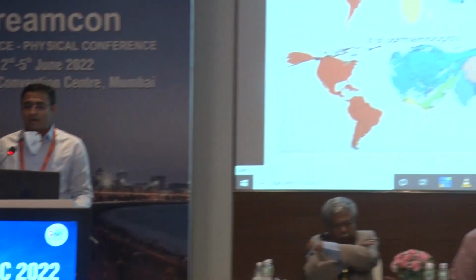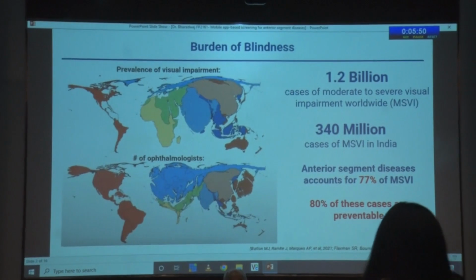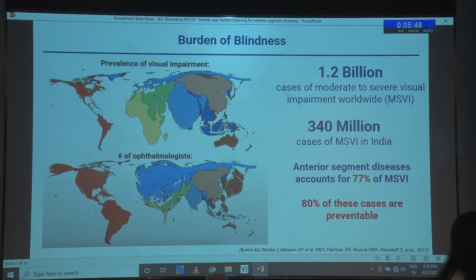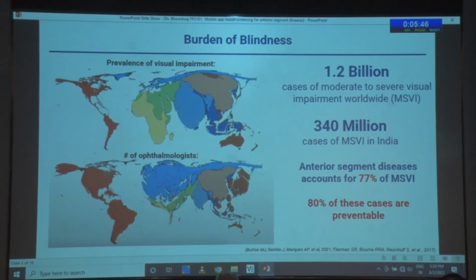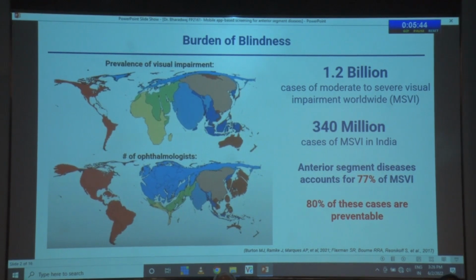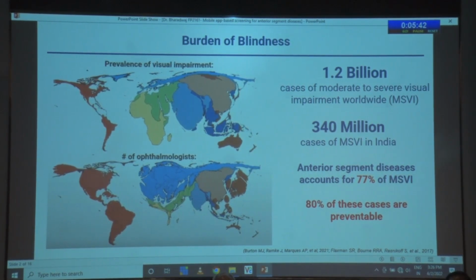Good afternoon, everyone. My paper for presentation today is mobile app-based screening for anterior segment diseases. As we all know, the present burden of blindness in the world is about 1.2 billion, and about 340 million of that is from India, so almost 1/3 of it. Anterior segment diseases contribute the major part, up to 77% of blindness, and 80% of these are actually preventable if appropriate intervention is done.